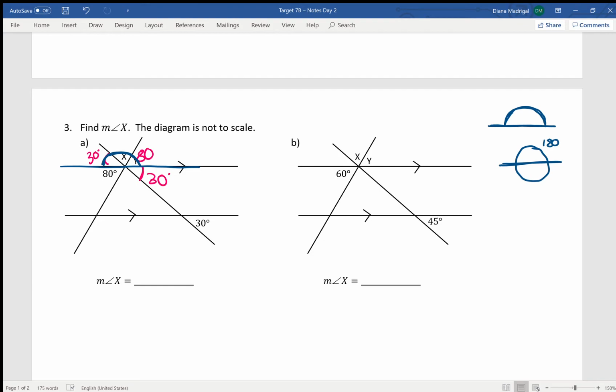Okay, you could also do the other way. You could also do x, y, and the missing angle, and it still makes 180. It doesn't matter what way you do it. Okay, I'm going to keep it that way.